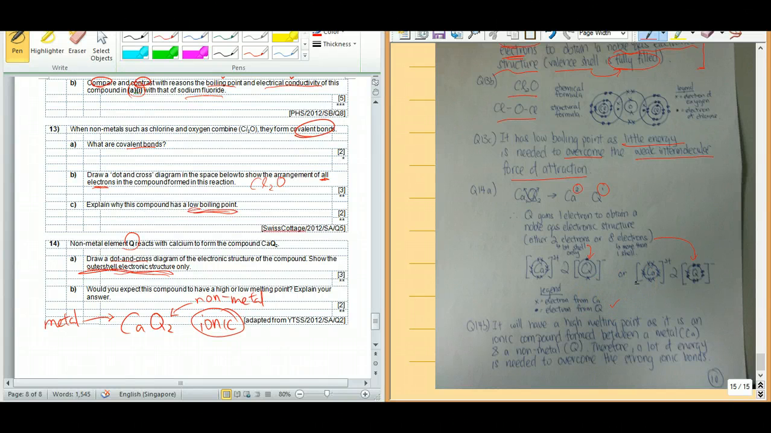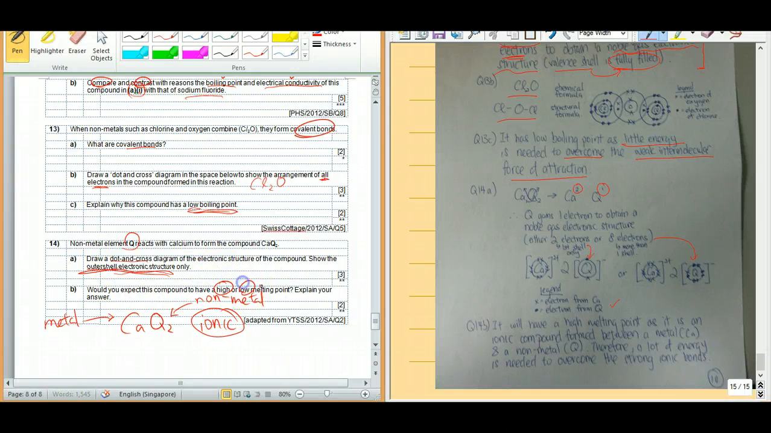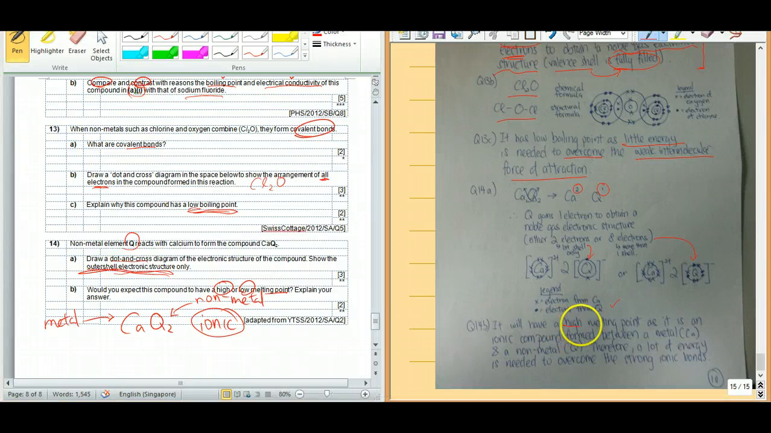For 14b, once again, you can see here, expect this compound, high or low melting point. So for melting and boiling point, we talk about the force of attraction again. Once I've identified that CaQ2 is an ionic bond, I know that this will definitely have a high melting and boiling point. Why is it so? Because we know that it's an ionic compound. So therefore, a lot of energy is needed to overcome the strong ionic bonds, or sometimes we'll say the strong electrostatic force of attraction.